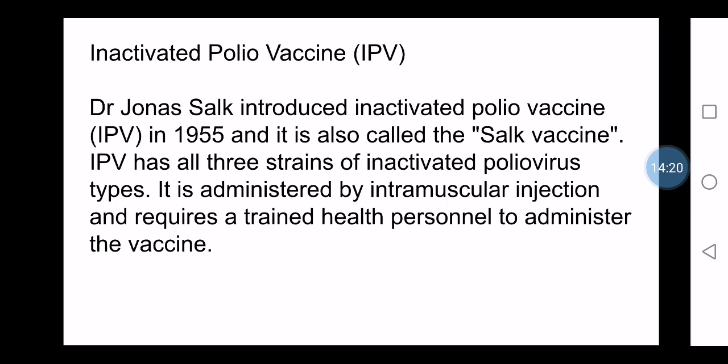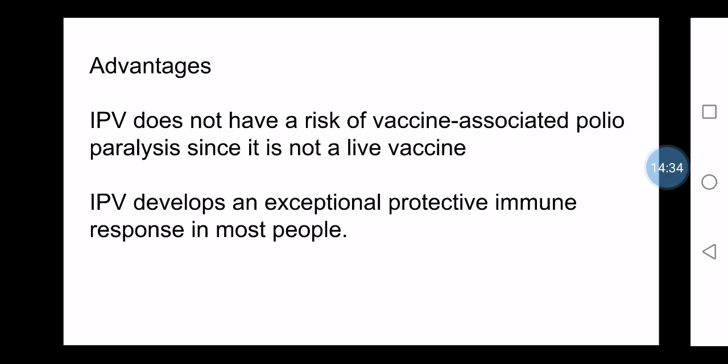To remember it, you can think of it as injectable polio vaccine, because it is given through injection, IM injections. Since it was introduced by Dr. Jonas Salk, it is known as Salk vaccine also. IPV is also known as Salk vaccine.